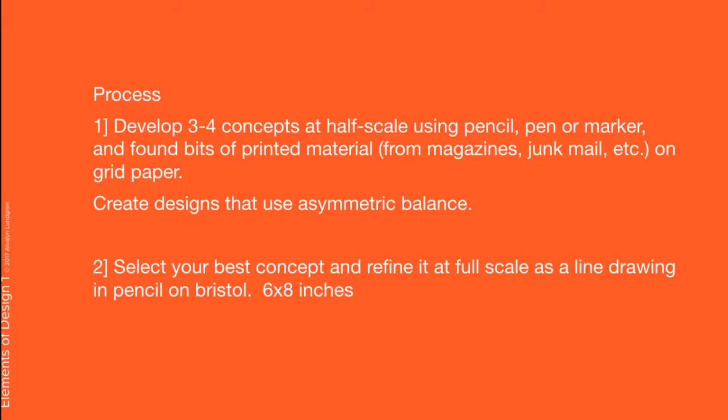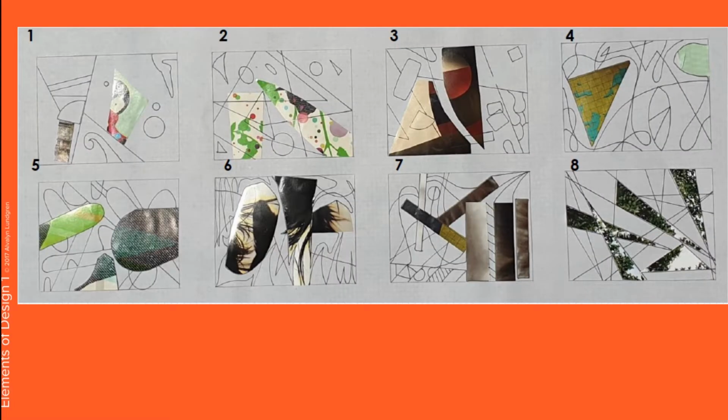You're going to develop 3 to 4 concepts at half scale using pencil. Certainly you can explore more than 3 or 4. Let's say 3 is the minimum required number of concepts. Develop these at half scale. Your final scale is 6 by 8, so you're developing these concepts at about 3 by 4 inches. Of course you can develop them using pencil, pen, or marker. You should use small bits of printed material, do it on grid paper, graph paper, and create an asymmetric design.